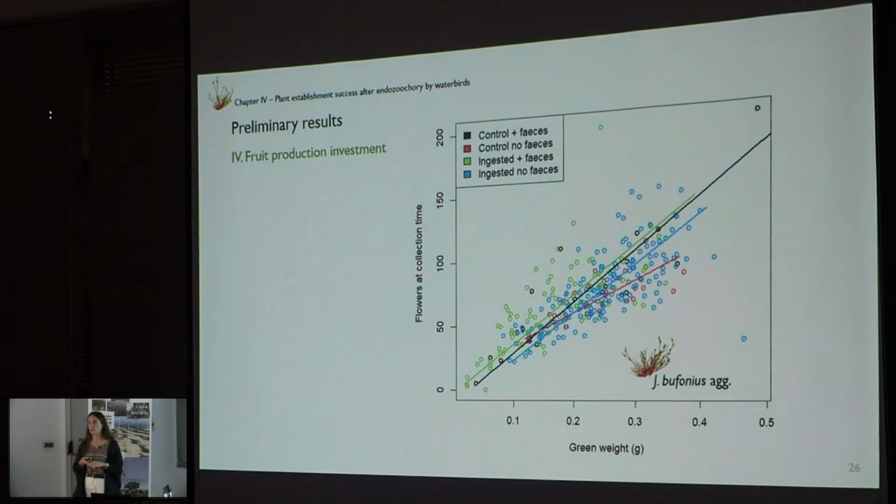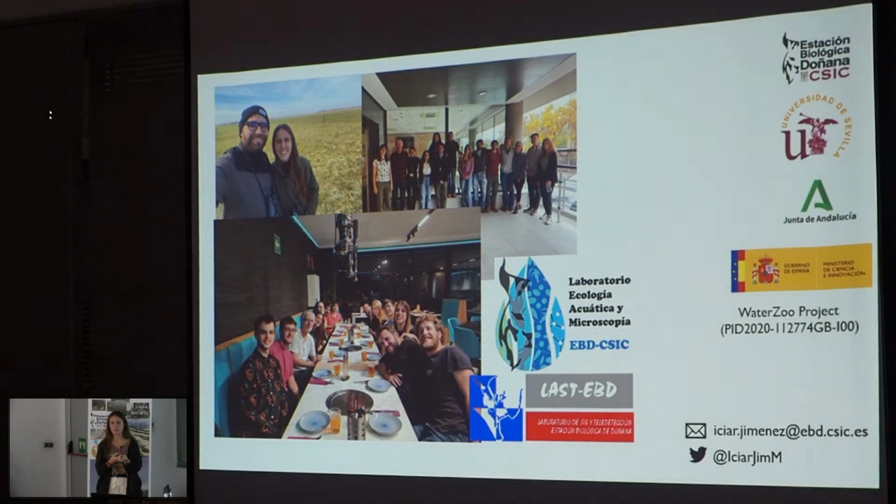But we also looked at the investment in fruit production, and in this case we can see that treatments with feces, in green and black, had a higher number of flowers at collection time in relation to the above ground mass of the plants. So we have to perform all the appropriate statistical analysis to see what is happening here with all these variables. So that's all. Thank you all for your attention, and thank you to my colleagues and people from the Aquatic Ecology Lab, and also from the other lab. That's all.